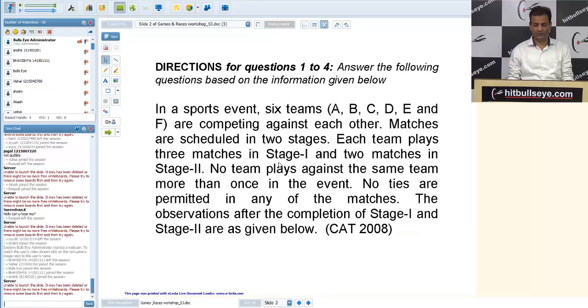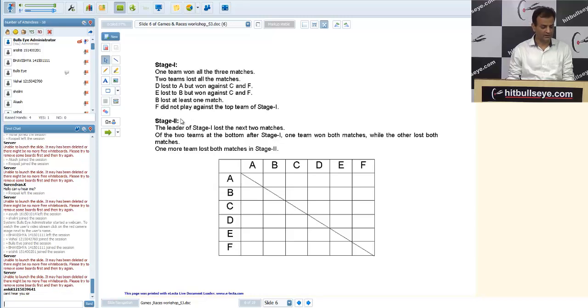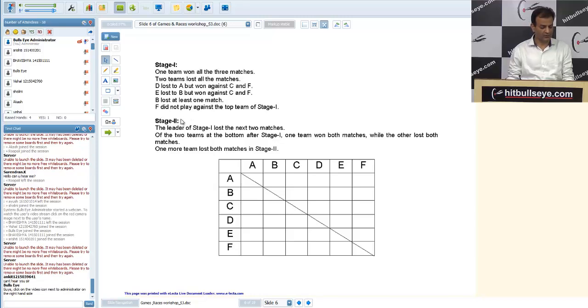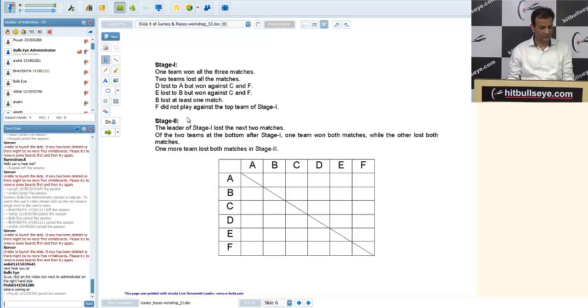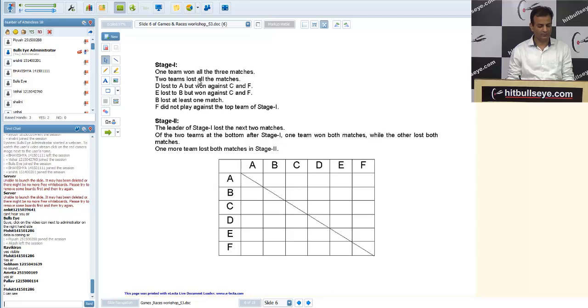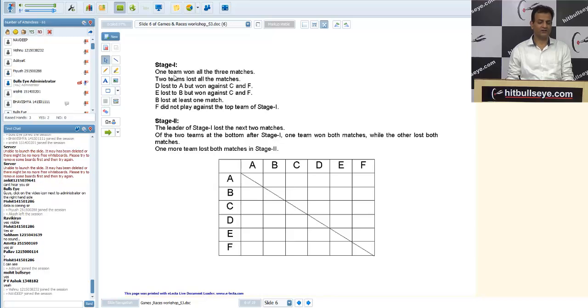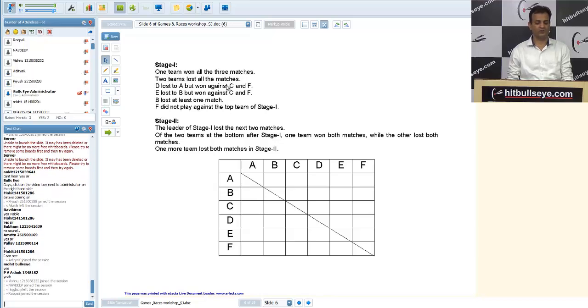Now have you gone through the questions? There are two stages, stage 1 and stage 2. There is no tie. So what is the condition of stage 1? In stage 1 you can write only one team won all the 3 matches. Okay, you can see this is the data given. Stage 1, one team won all the 3 matches, 2 teams lost all the 3 matches.